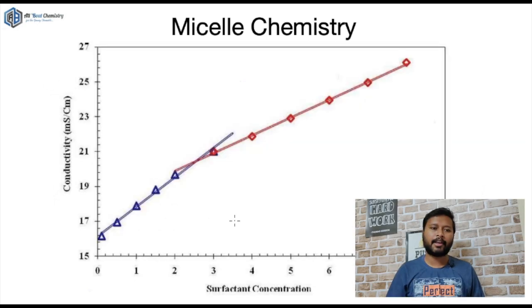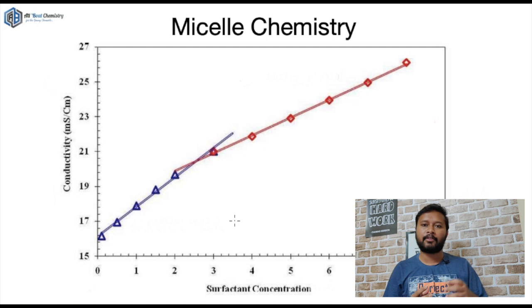All right, so now we'll try to understand how a graph of conductivity versus surfactant concentration looks. So now you can understand what will happen in the beginning. The conductivity is actually the property of a particular solution, showing how many ions are available for conduction of electricity, right? It is measured in millisiemens per centimeter over here, and the surfactant concentration is taken on the x-axis.